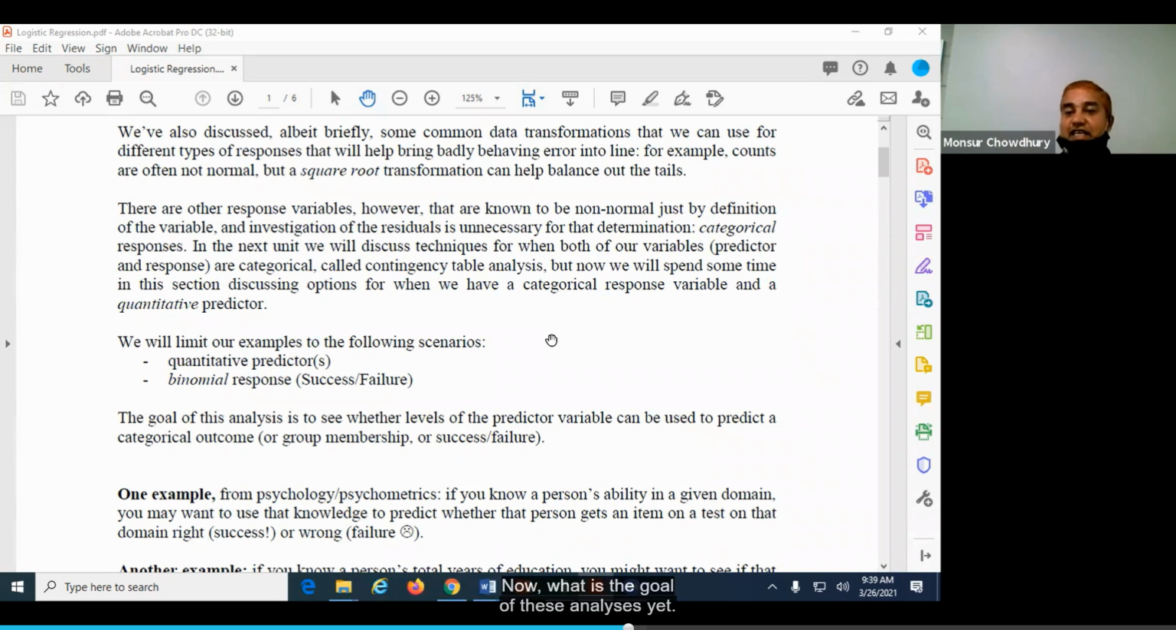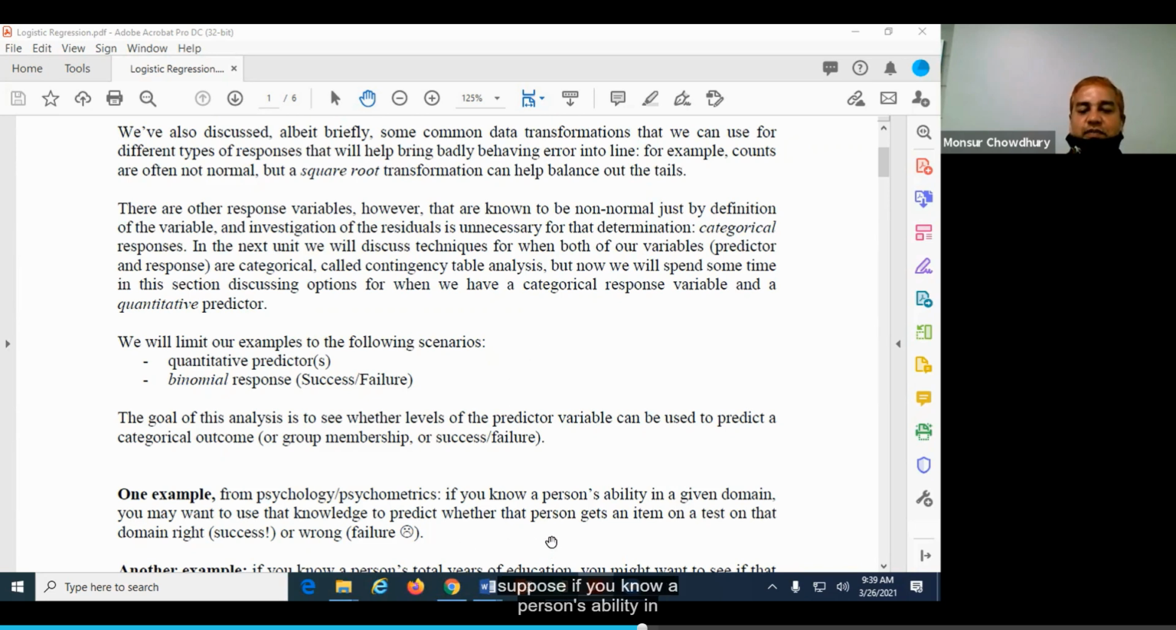Now, what is the goal of this analysis here? We would like to see whether the levels of the predictor can be used to predict a categorical outcome. So can you use the values of the predictor to predict the value of the categorical outcome? Because we cannot estimate it like in usual situations where the response variable is continuous. So now it's categorical. So we just want to know the categorical outcomes.